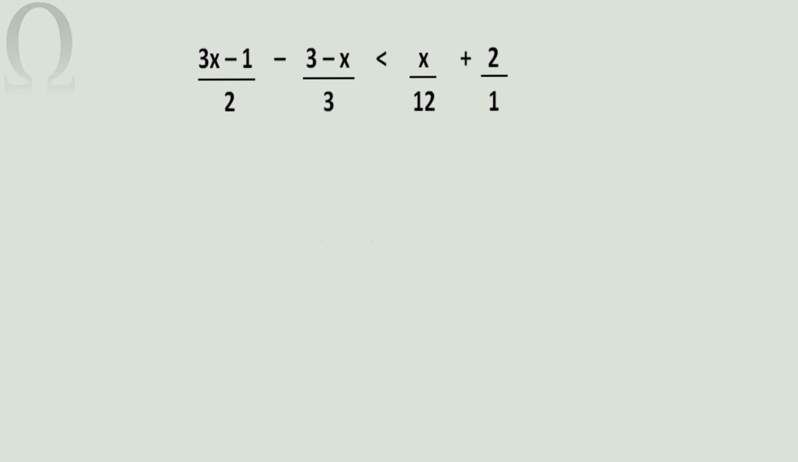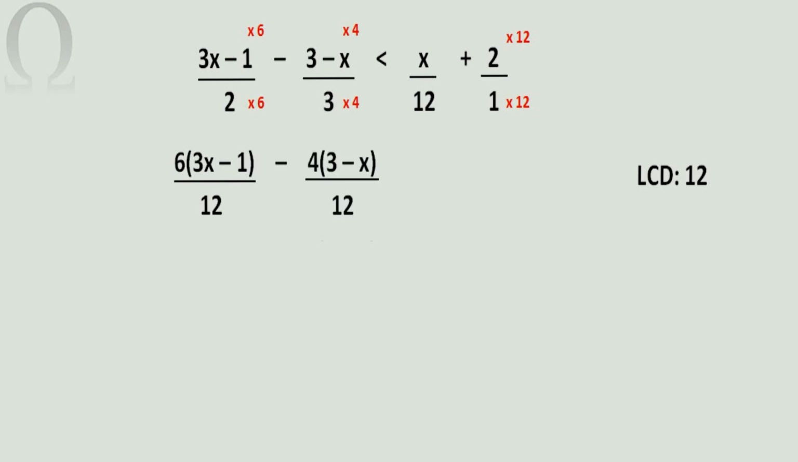In this example, since we have fractions, we will first find a lowest common denominator. The lowest common denominator of 2, 3, and 12 is 12. Thus, we multiply 3x minus 1 over 2 by 6, 3 minus x over 3 by 4, and 2 over 1 by 12. So, 6 times 3x minus 1 over 12, minus 4 times 3 minus x over 12, is less than x over 12, plus 12 times 2 over 12.